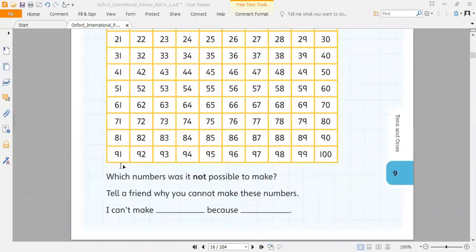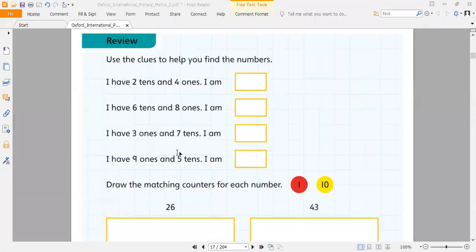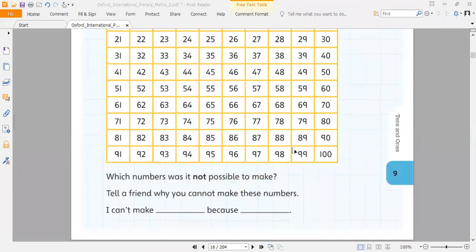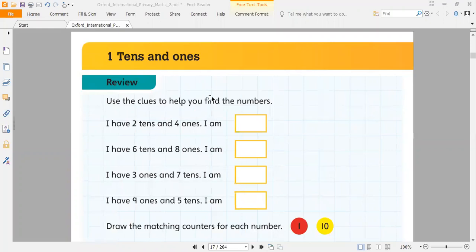Next is, which number is not possible to make? Tell your friends why you can't make these numbers. I can't make these numbers because... You can do this activity. Okay, next is use the clues to help you find the numbers.